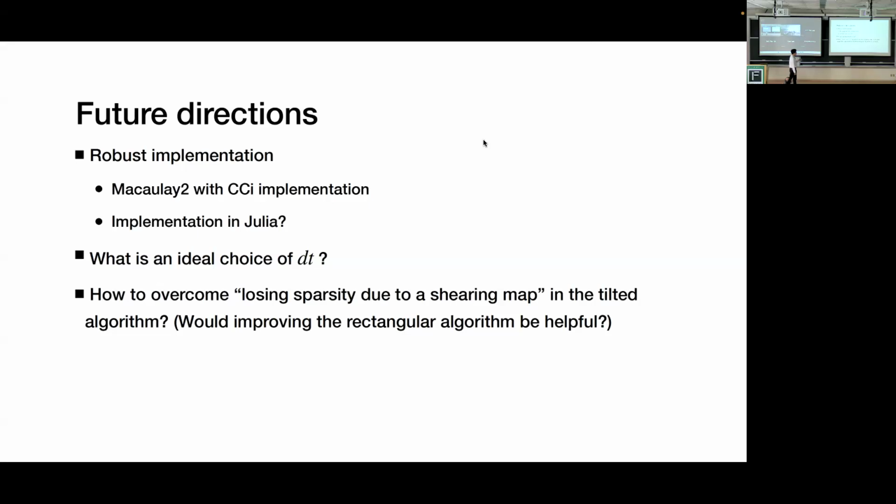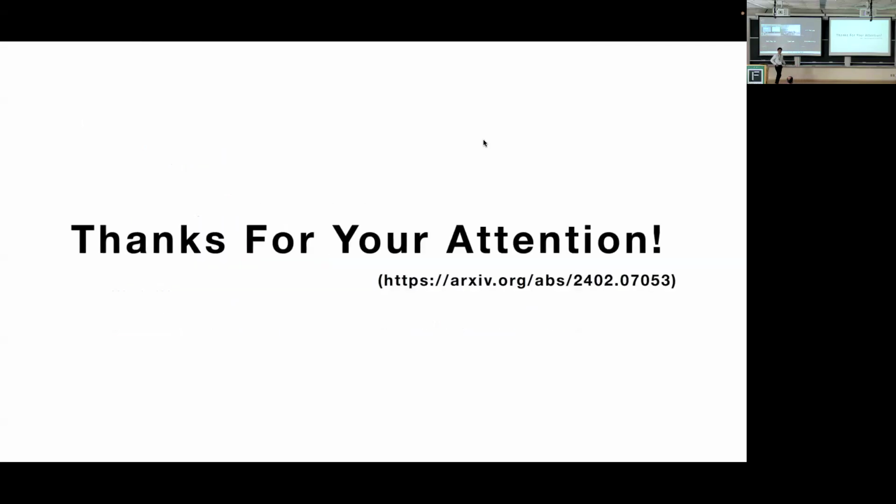And finally, I didn't mention here, but whenever you apply the shearing map to a tilted box, we just make this into a rectangular interval. But when you do that, you lose the sparsity. Even though you have a nice sparse structure in your system and homotopy, you might lose it by using this shearing map. Then how can we avoid this? So maybe I want to improve the rectangular algorithm without using the tilted box. This is the point that I want to improve when I consider this robust implementation. Maybe I can stop here. Thank you.